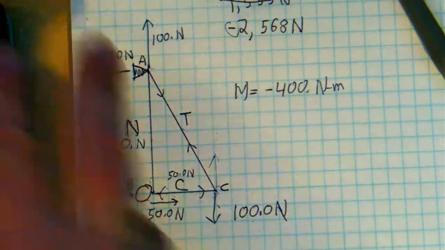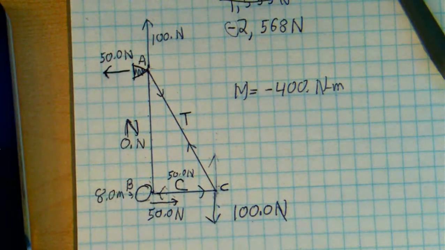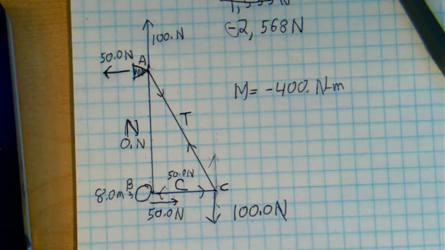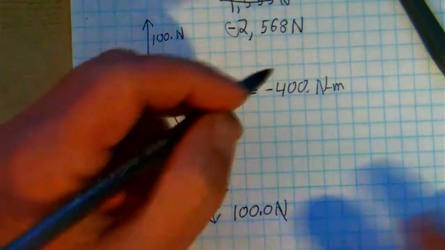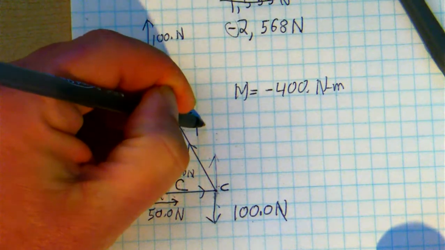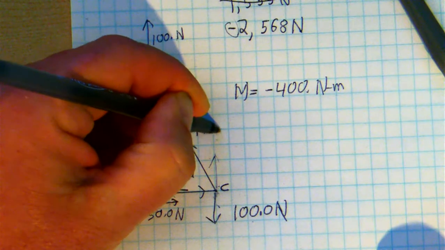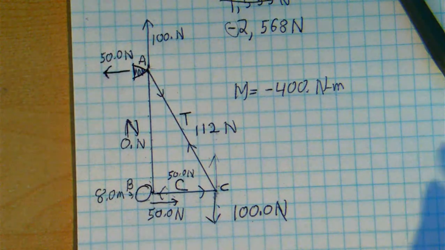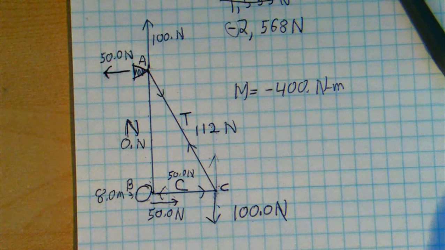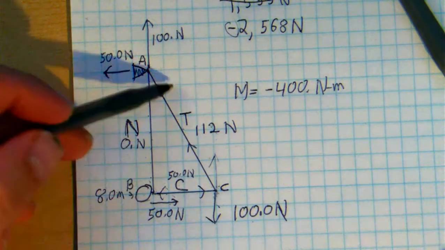And fortunately, we have calculators and we know Pythagorean's theorem. So we go 50 squared plus 100 squared, beep, beep, beep, and it says 111.8033989. So we'll call that 112 newtons of tension.